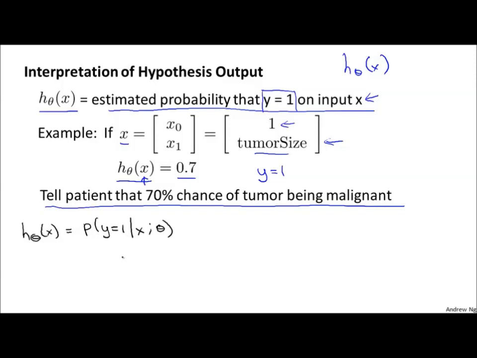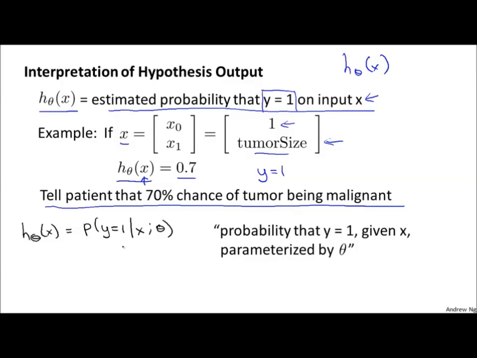So for those of you that are familiar with probability, this equation may make sense. If you're a little less familiar with probability, here's how I read this expression. This is the probability that y is equal to 1 given x, so given that my patient has features x, or a particular tumor size represented by my features x, and this probability is parameterized by theta. So I'm basically going to count on my hypothesis to give me estimates of the probability that y is equal to 1.